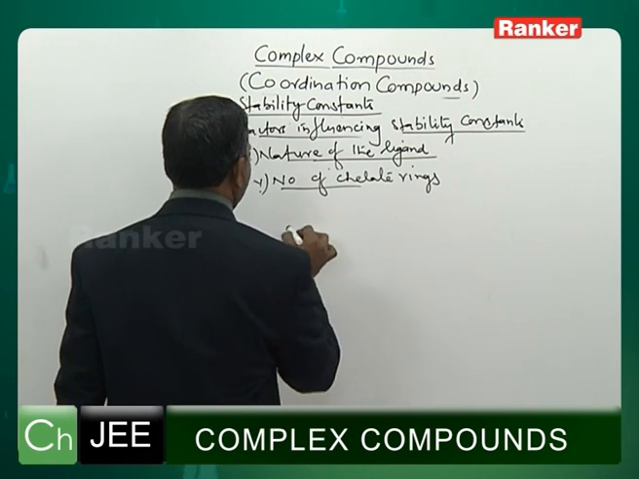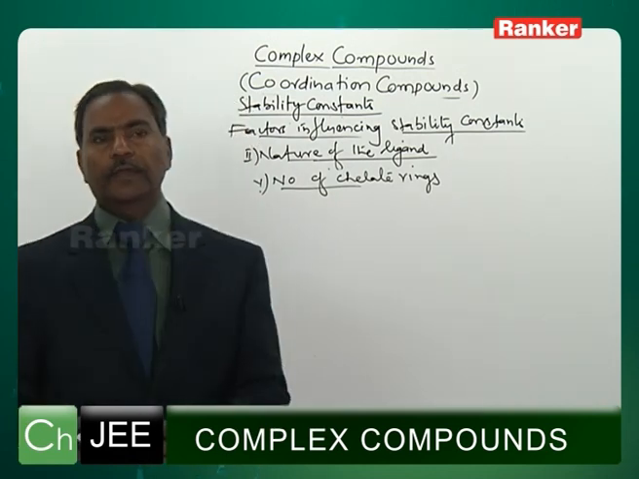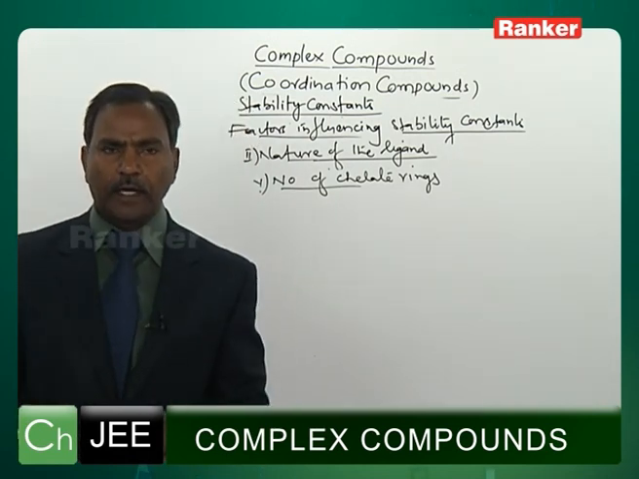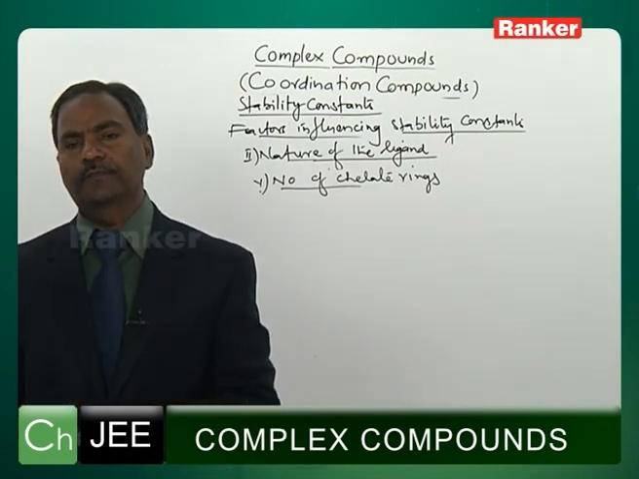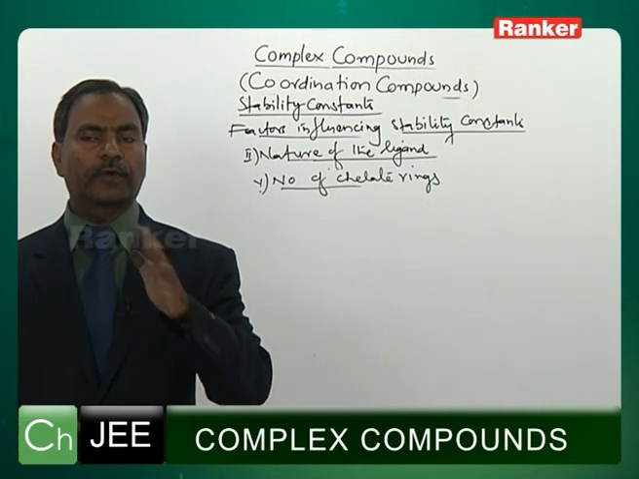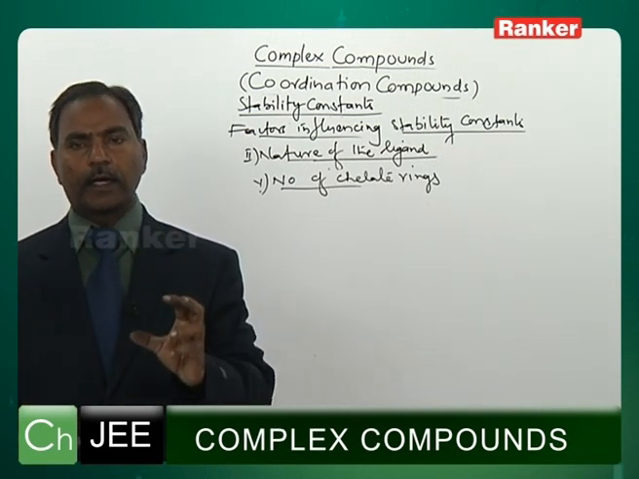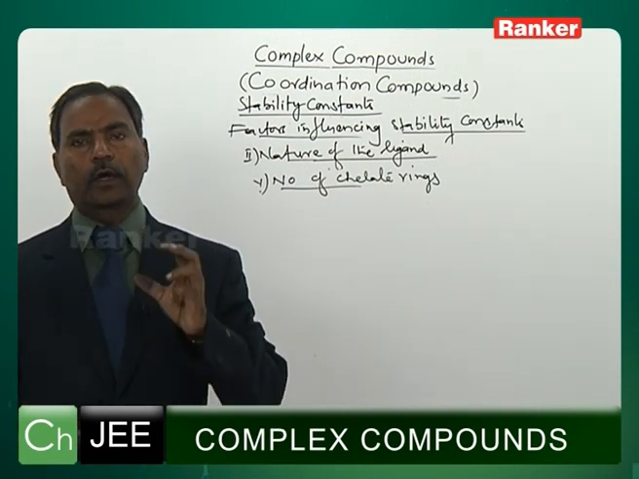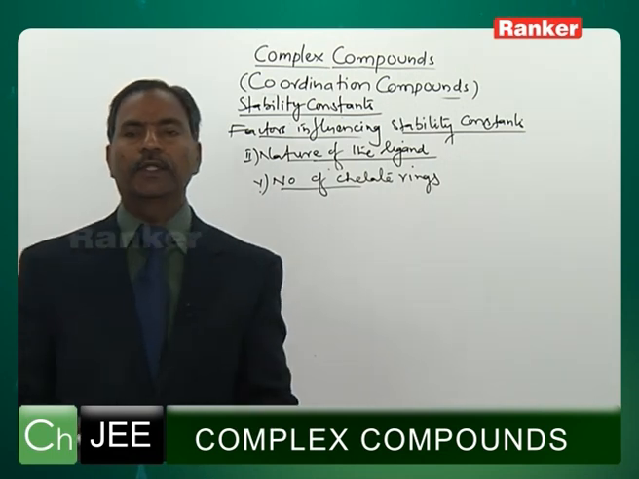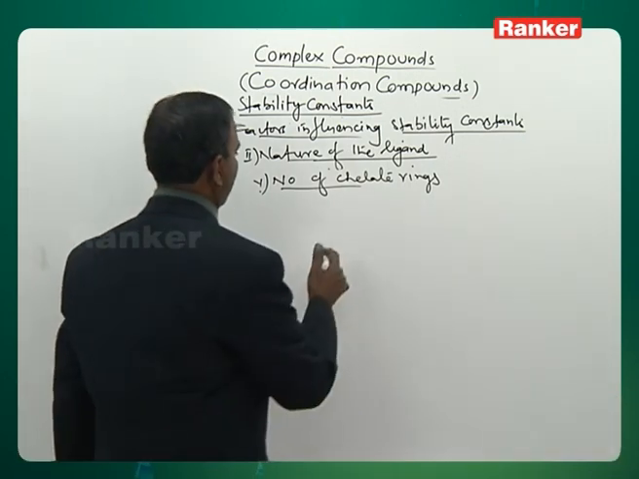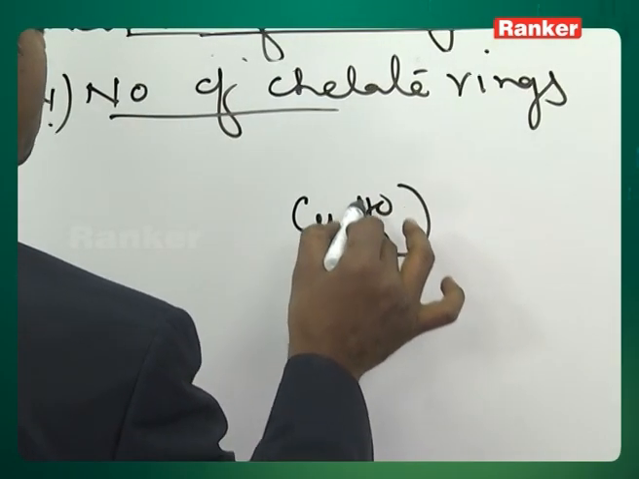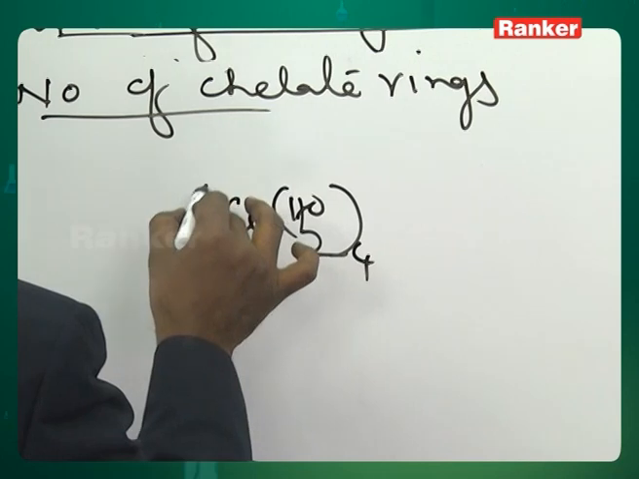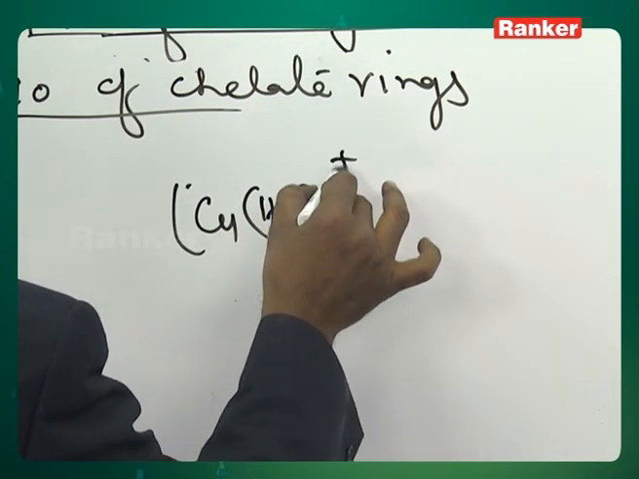Now, suppose any one chelate ligand which is capable of forming more number of chelate rings, that particular complex is found to be highly stable. What I am saying, a chelate ligand which is capable of forming more number of chelate rings is found to be more stable. Let me give an example. Suppose you are talking about Cu(H2O)4, 2+.